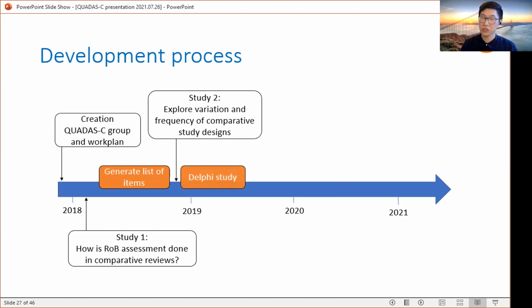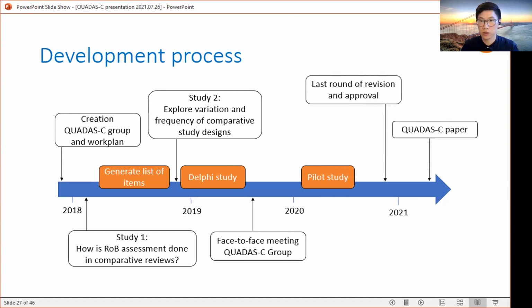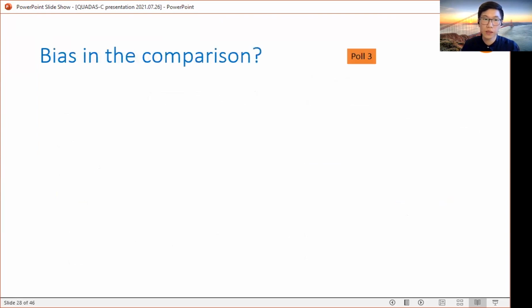And then we did a so-called Delphi study. A Delphi study is nothing more than a series of surveys after each other in order to come to a consensus on which items are important for QUADAS-C. Then we had a face-to-face meeting with the QUADAS group, and we did a pilot study among 44 participants to see what they thought of the QUADAS-C tool in its preliminary version. After that, we had a last round of revision and approval from the whole group, and now the QUADAS-C manuscript is under submission at the journal. So this was the development process of QUADAS-C.